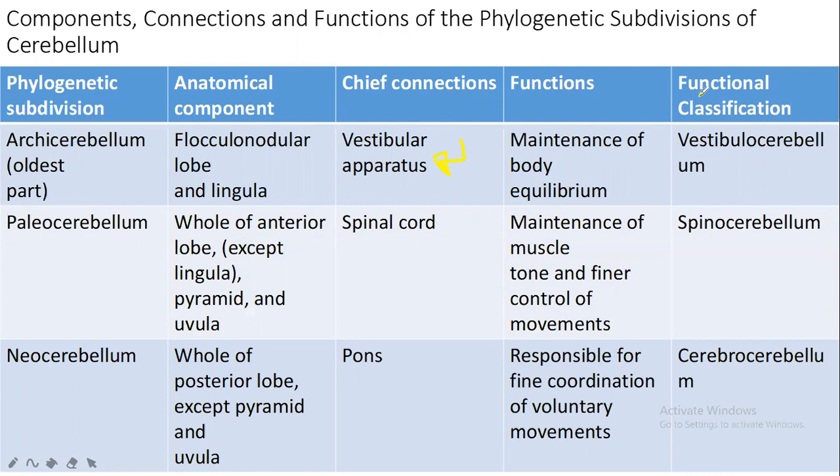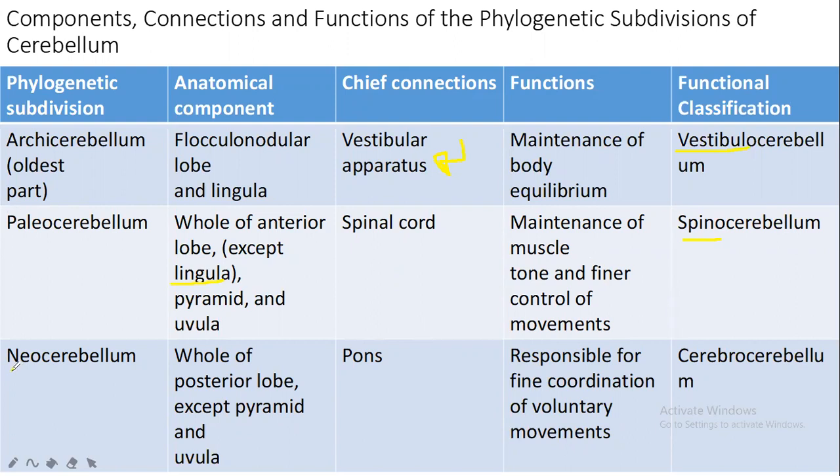And then we actually see that we have the functional classification. This is the vestibulocerebellum. Here we see the paleocerebellum. It is anatomically seen on the whole of the anterior lobe, except the lingula. The lingula is seen here on the archicerebellum. Then we take the pyramid and the uvula of the posterior lobe. Chief connections are with the spinal cord in regulation of muscle tone. Functions, maintenance of muscle tone, and final control of movements. Here, that is the spinal cerebellum.